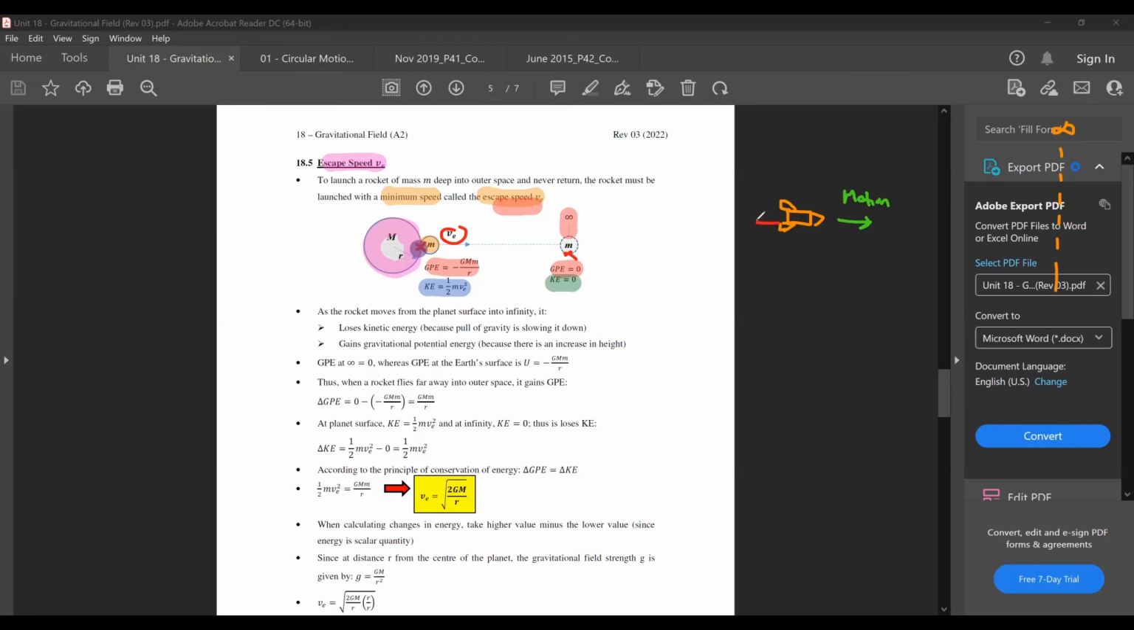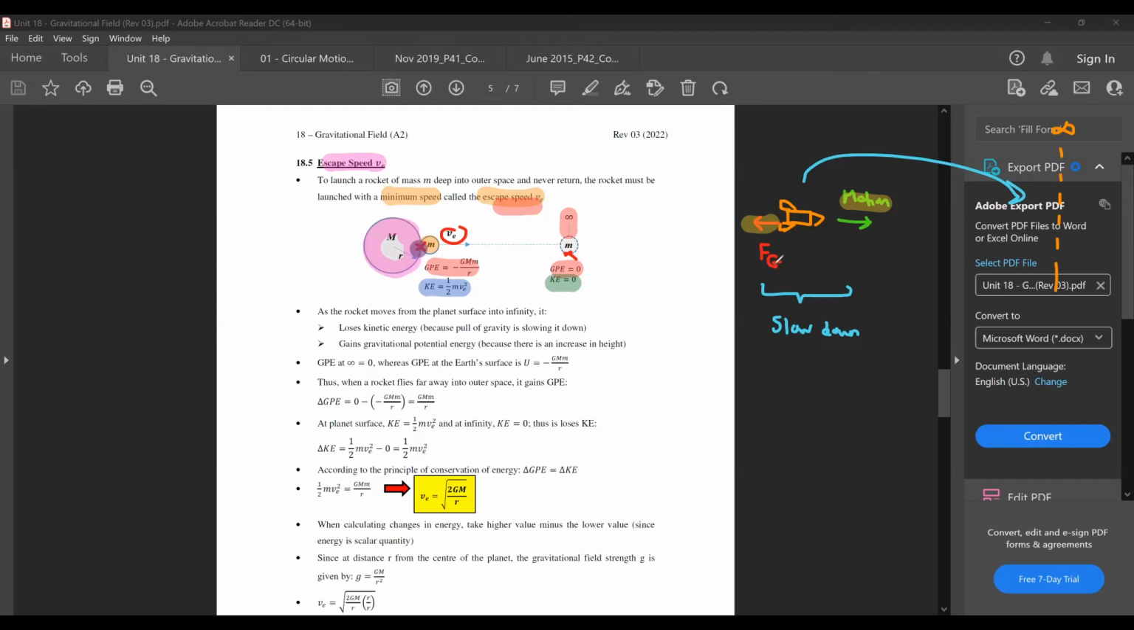Where gravity is pulling you in this direction. If you consider this, your motion is towards the right, but your gravitational force is towards the left, in the opposite direction. What this would mean is that you would actually start to slow down as you move towards infinity.